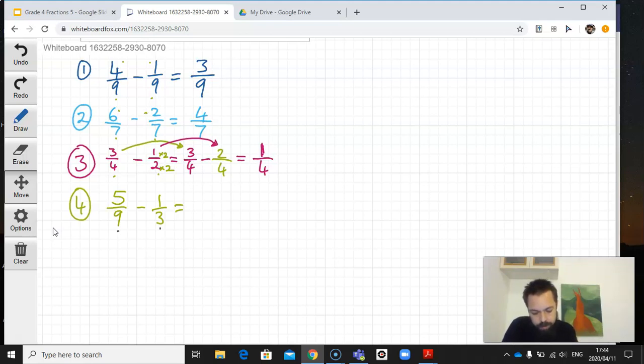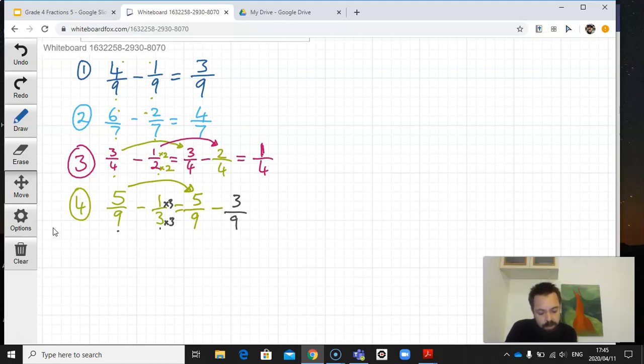Okay, so I notice that I can do something to the 3 to make it into a 9. If I times it by 3, I get 9. What I do to the bottom, I do to the top, so I must times the top by 3 as well. In the same order that it was, so I'm just rewriting 5 over 9. Not maths, just copying. Minus 1 times 3 is 3. 3 times 3 is 9.